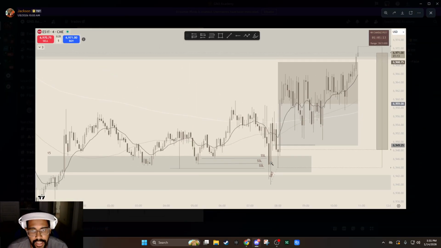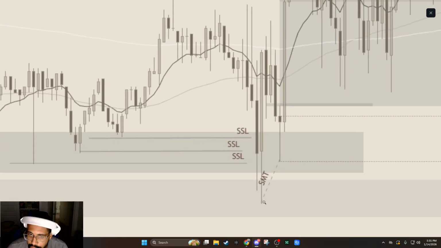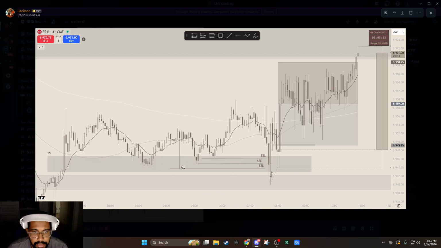If there's SMT on ES, then that means that there's SMT on NASDAQ. If it did not take liquidity on ES, then what happens on NASDAQ? That means it took liquidity. This is like a AAA A+ setup.